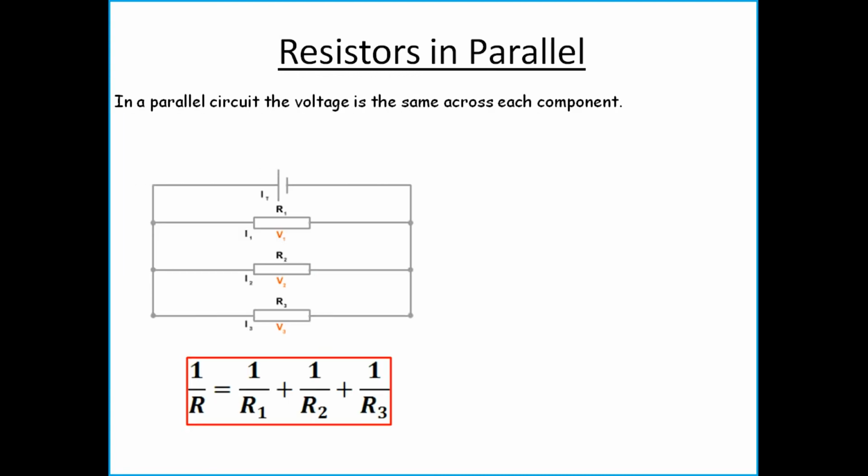Resistors in parallel. In a parallel circuit, the voltage is the same across each component. The current is split throughout the circuit, so this results in a different situation. The total resistance of the circuit is 1 over the total resistance equals 1 over resistor 1 plus 1 over resistor 2 plus 1 over resistor 3.